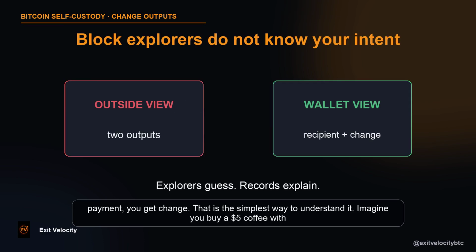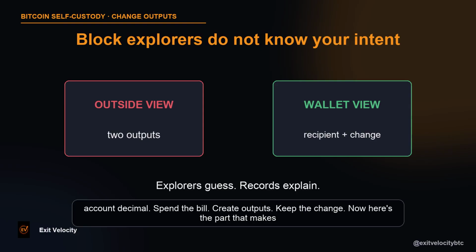Third mistake, thinking the wallet balance is one blob. This is where EP19 comes back. Your wallet balance is not a single pile. It is a collection of pieces. When you make a payment, the wallet chooses one or more pieces to spend. If the selected pieces add up to more than the payment, you get change. That is the simplest way to understand it.